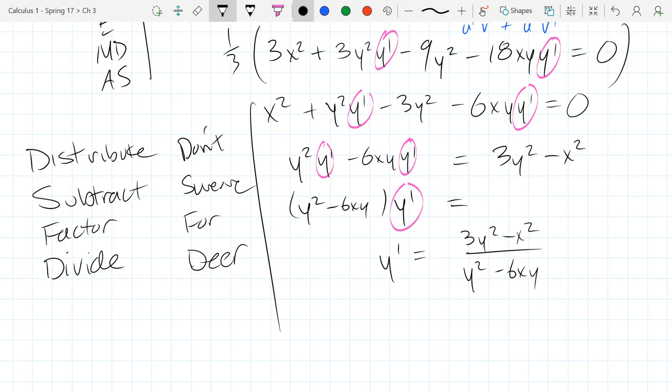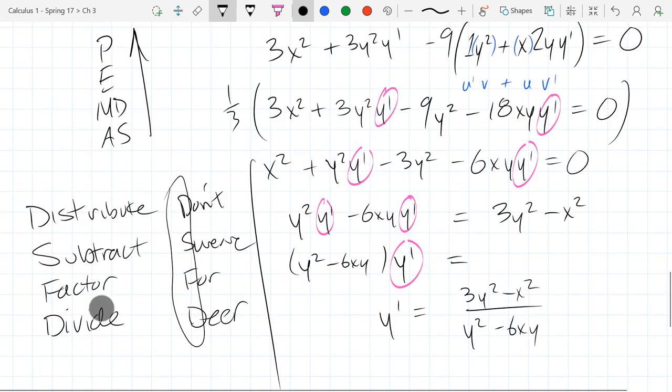Good acronym, don't swerve for deer. If you swerve for deer and hit a tree, it's probably worse than hitting the deer, but your insurance won't pay for it either, which is double bad. So, and your insurance goes up, which is probably already sky high.